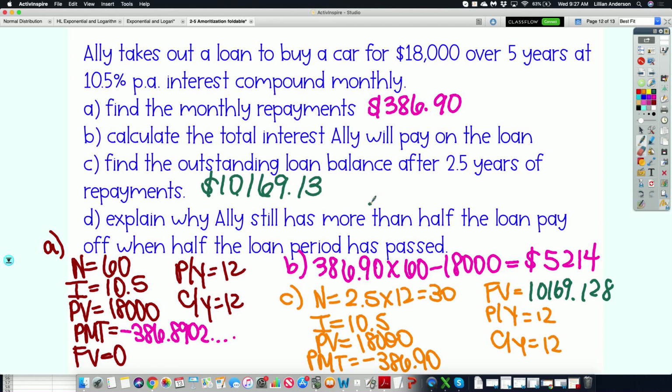So why does she have more than half of the loan left to pay off when half of the loan period has already passed? Because of interest. What about interest? That's a lot of interest, so the total repayment will be greater than the amount originally borrowed. Not quite. It is the interest, but what about the interest? It continues to grow as she chose over 5 years, so the interest is going to increase each time. Not increase.